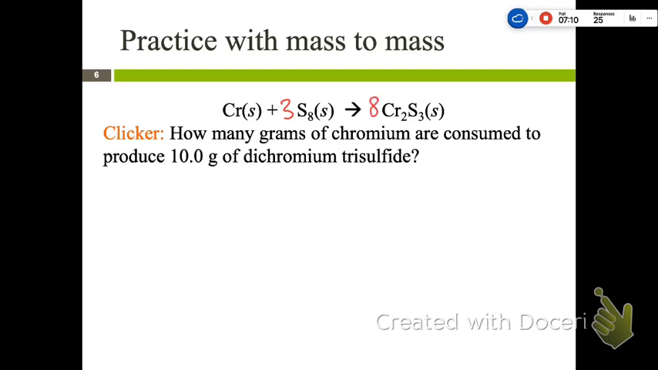We need 8 dichromium trisulfides, and we need how many chromium? Okay? Now we know what the appropriate stoichiometric ratio is. So what's our solution map? What units are we starting with? Moving to... Tay, you want to go ahead? We're starting with grams of dichromium trisulfide, and we're going to grams of carbon.